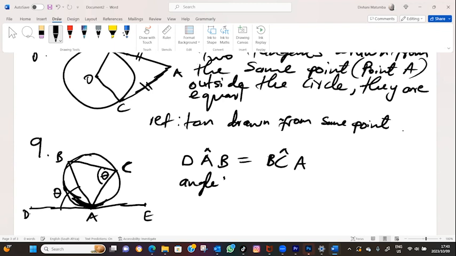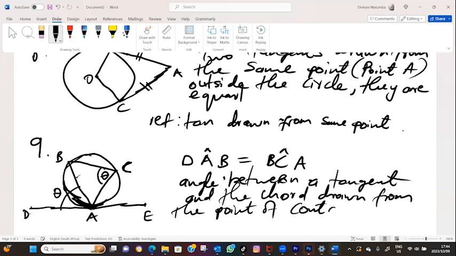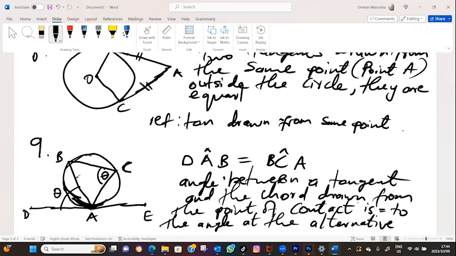The reason is that the angle between a tangent and the chord, this is the tangent and this is the chord, drawn from the point of contact is equal to the angle at the alternative segment.